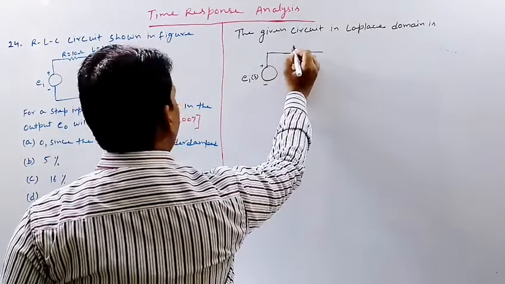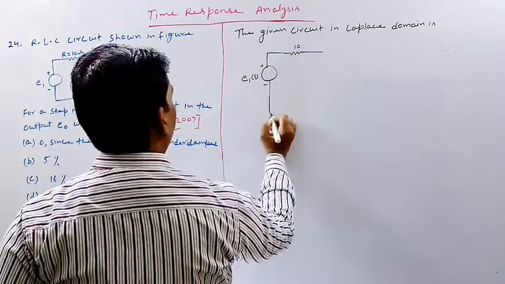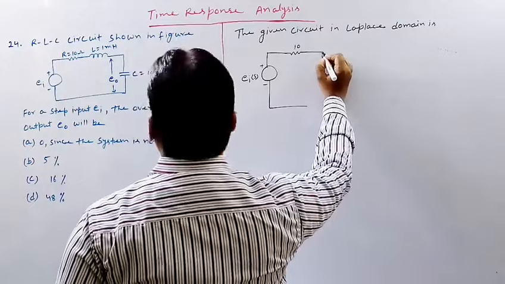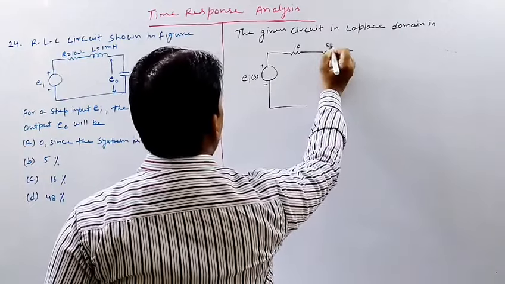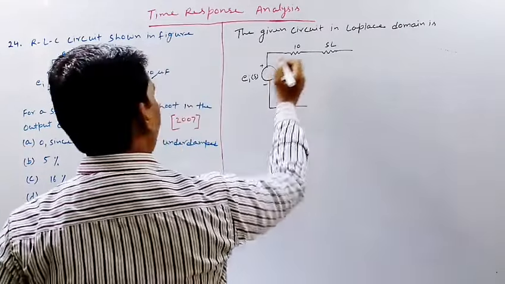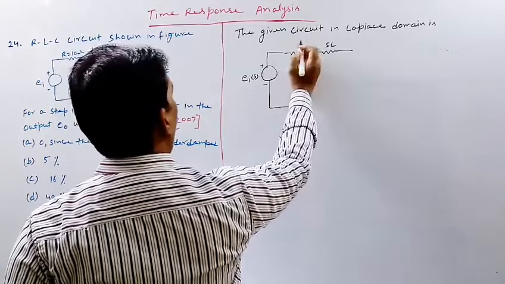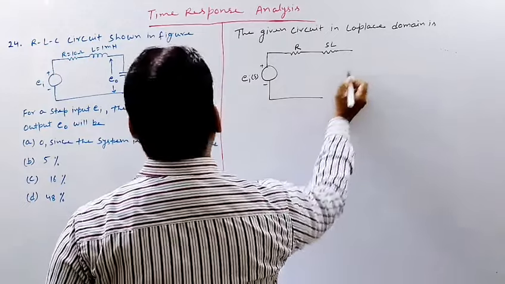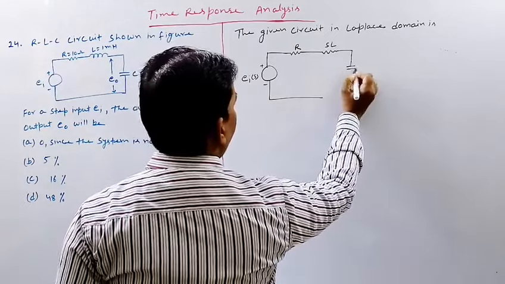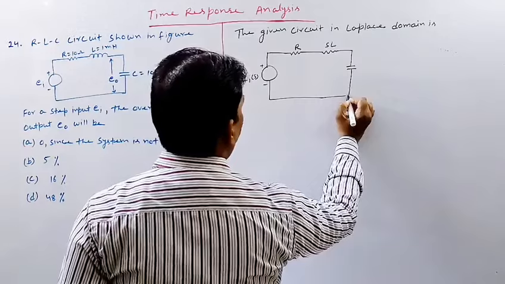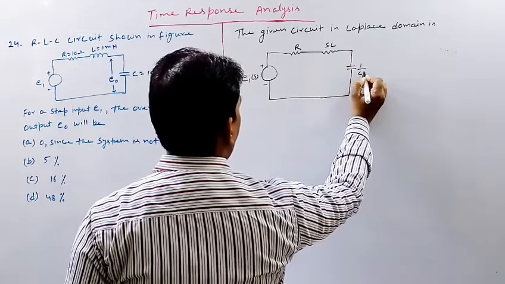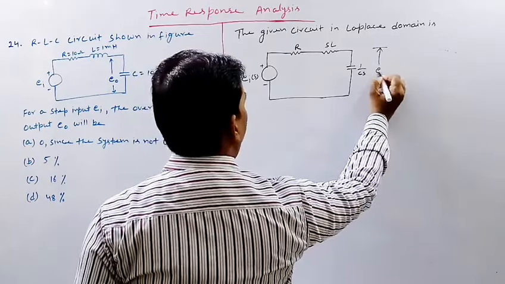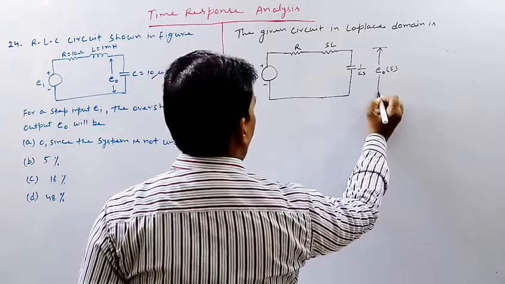R will be as it is, so it will be 10, and for L it will be SL. R will not change, so R will be as it is. And C will be changed to 1 by CS. This is the output voltage, so the output voltage will be changed to E naught S.